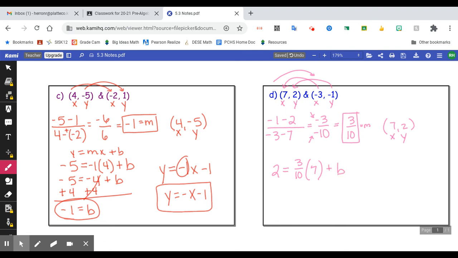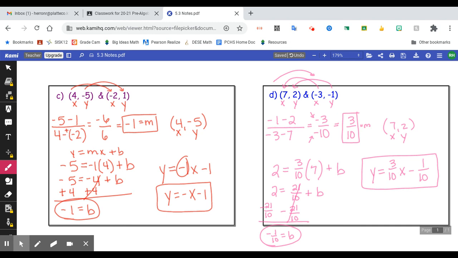Okay, let's multiply. So 2 equals, I'm going to end up with 21 over 10 here, plus b. Now, this is what I talked about in the last lesson, how there could maybe be some weird numbers sometimes. That's going to happen here. So if I subtract 21 tenths from both sides, these cancel. 2 minus 21 tenths is actually negative 1/10 for my b. Okay, so it's not a nice whole number, which is okay. So my son's making some noise back there. So y equals 3/10 x minus 1/10.